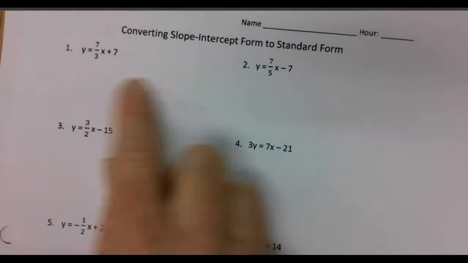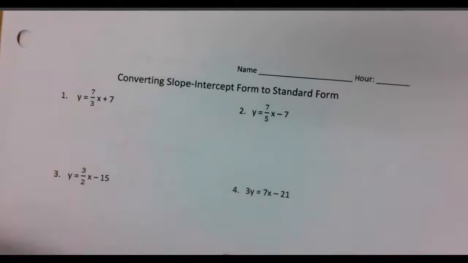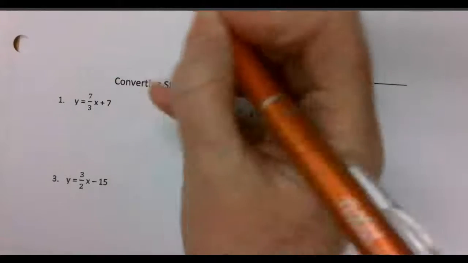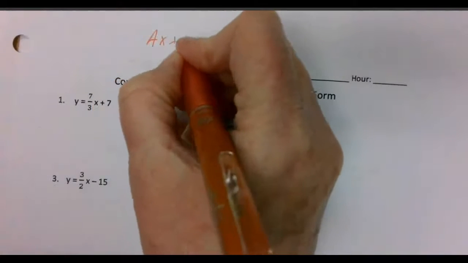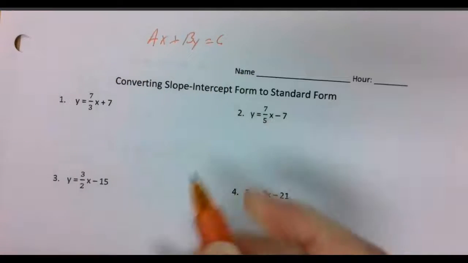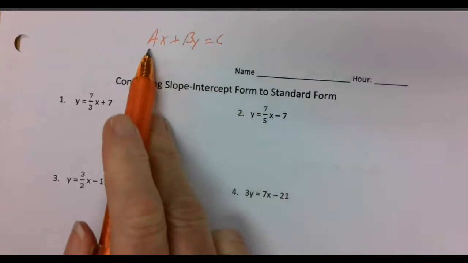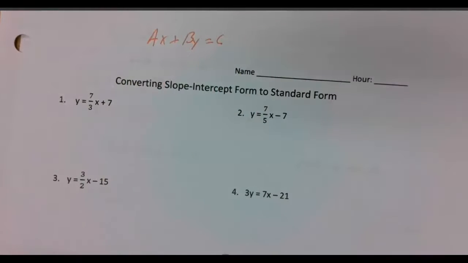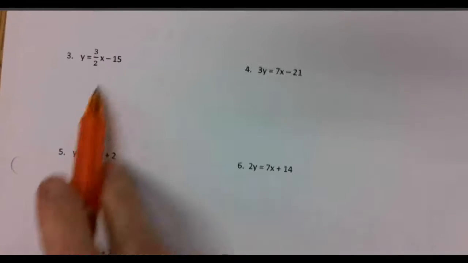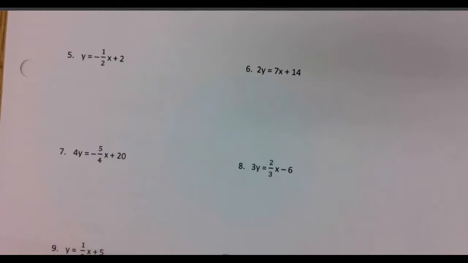Okay? So if I were you, I would, at the top of my page, write ax plus by is equal to c, because I know that's standard form. And if you want to, make a note to yourself about that, but that's standard form. And so you're just going to go through and do the exact same things we've been doing.